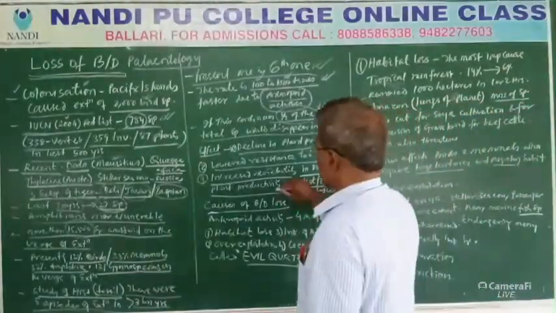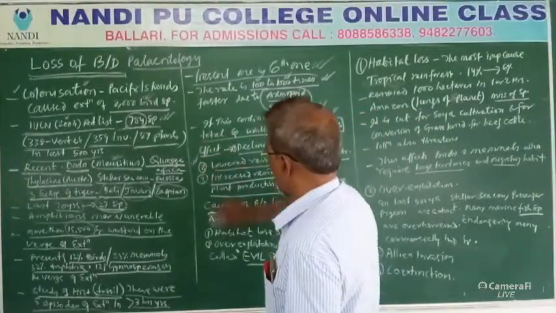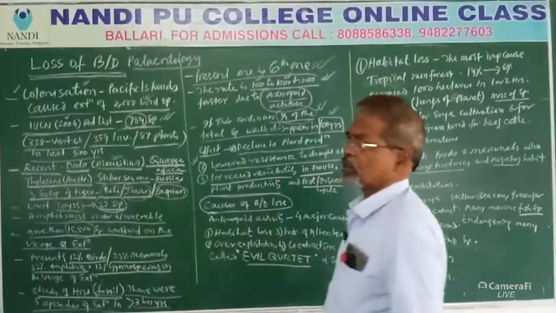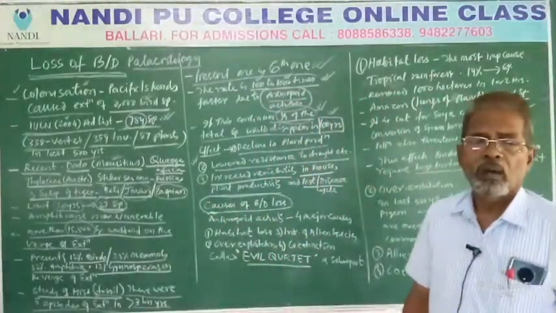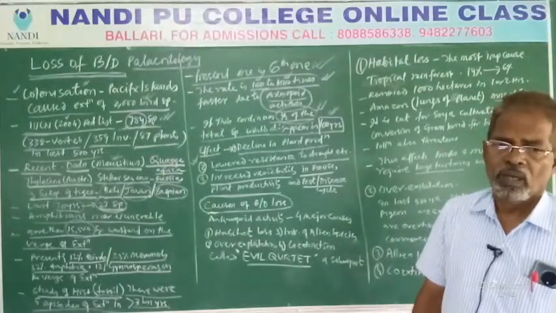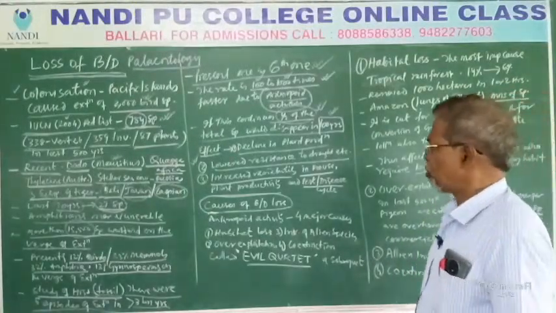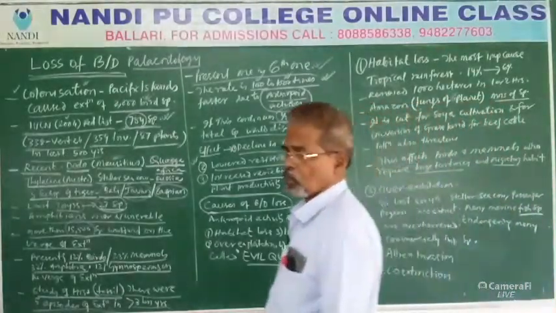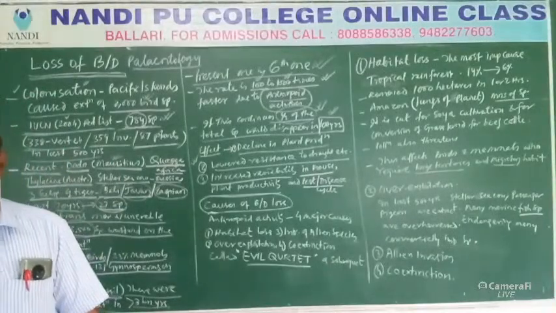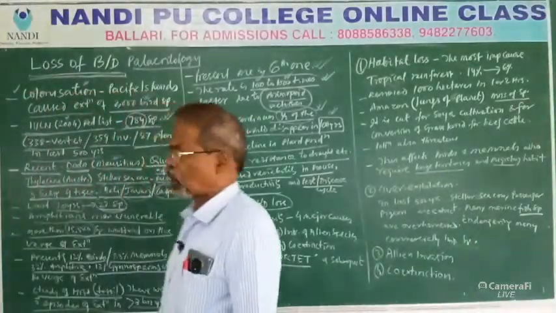Next we will see, if it is so important, we must know what the causes are. What are the causes of biodiversity loss? What makes us lose biodiversity on the earth? Now we will see the causes of biodiversity loss, why it is taking place.